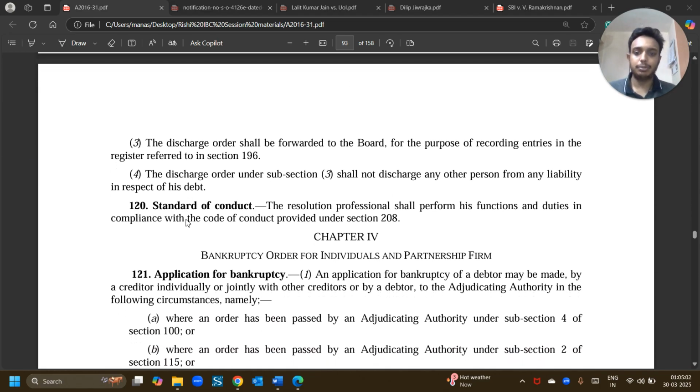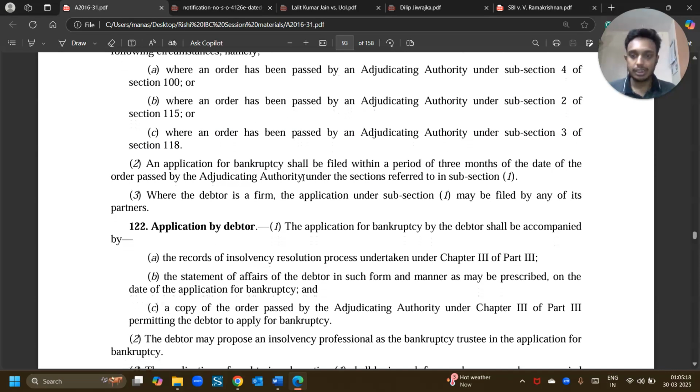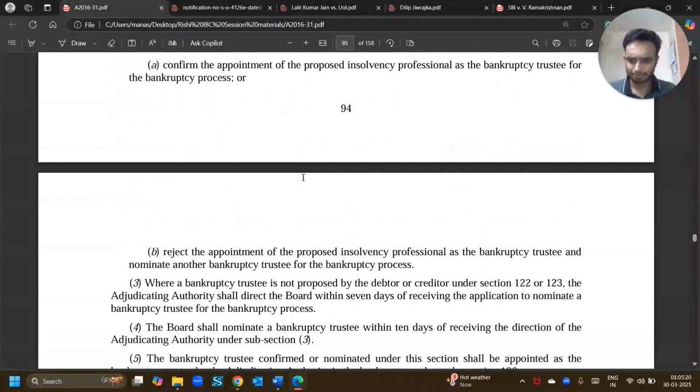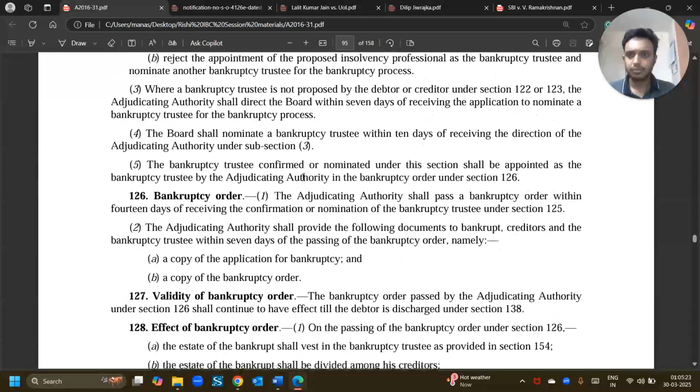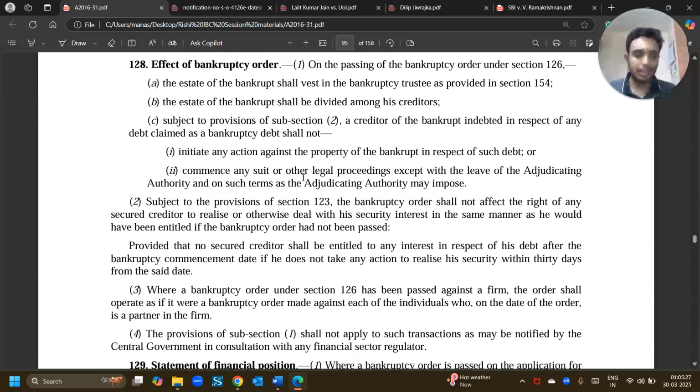Now, before proceeding with the bankruptcy order for individuals and partnership firms, a very crucial aspect which has to be underscored here is that Chapter 4 in itself is vast, right? There is a separate procedure itself for bankruptcy. So instead of going through the whole procedure, it will suffice if we go through section 128, which deals with the effect of bankruptcy order.